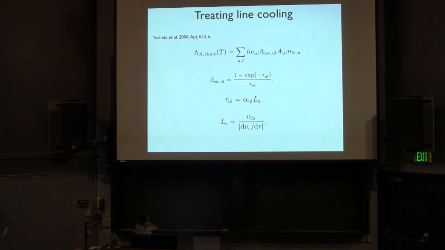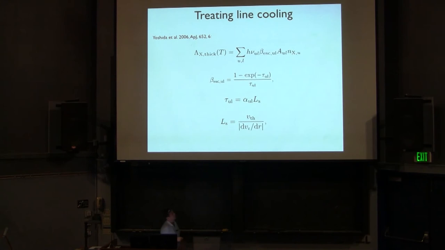Okay, so one of the other big things you have in the code is line cooling. We mentioned that C plus is one of the dominant coolants, and then when you get to higher densities, CO starts to form and takes over as the coolant. The problem is that both those processes can become optically thick. In the interstellar medium, C plus doesn't normally become optically thick, because it normally converts itself to CO first. So then you don't really have to worry about CO becoming optically thick and treating the amount of cooling that you get from that species correctly.